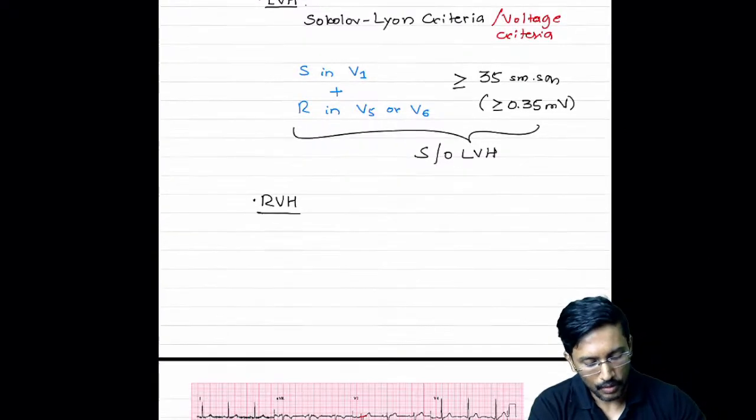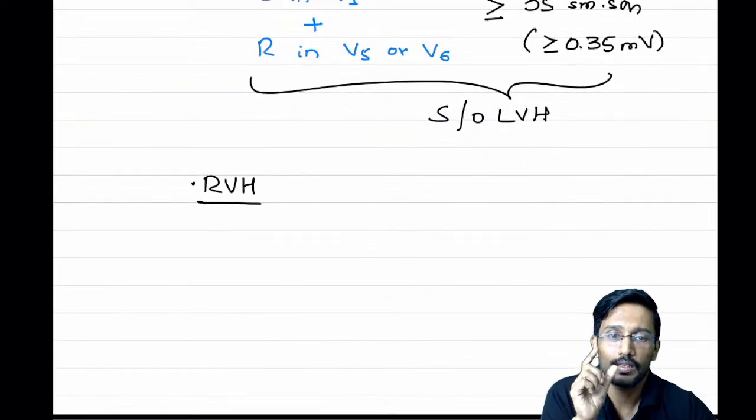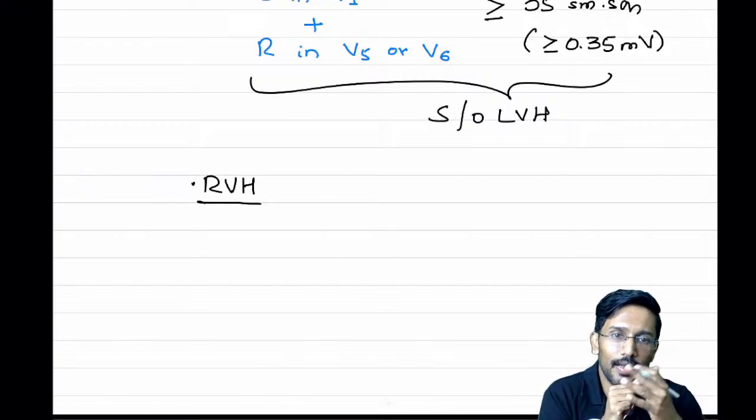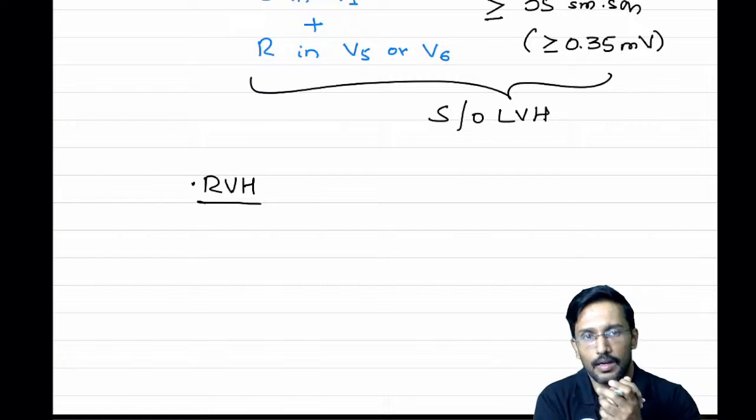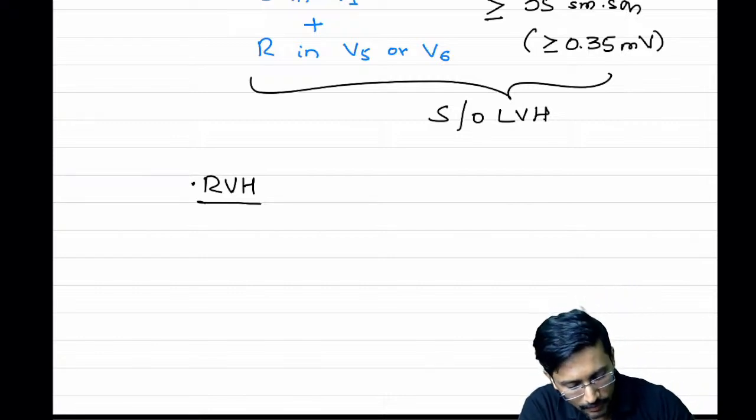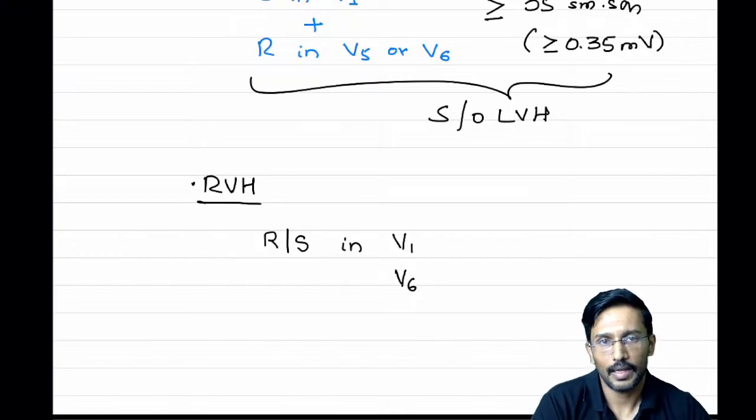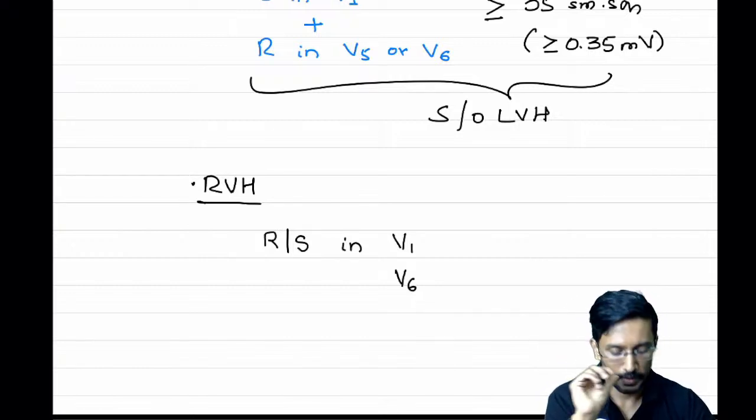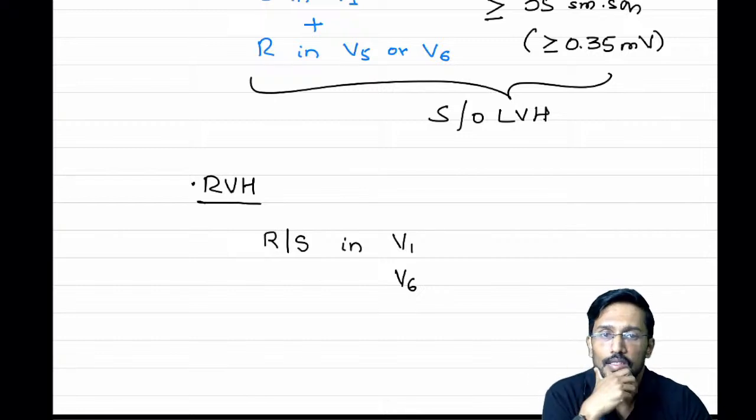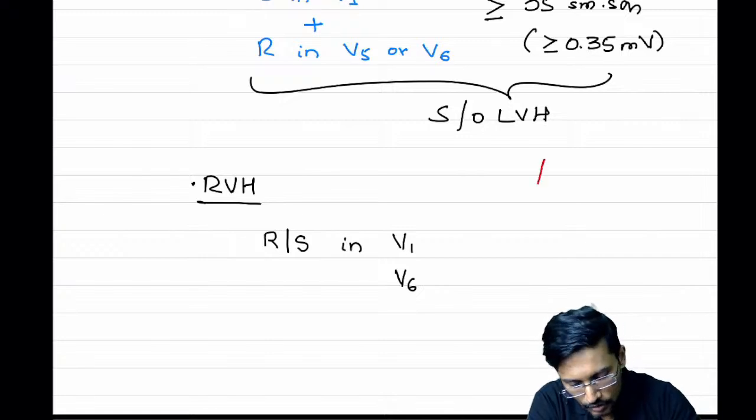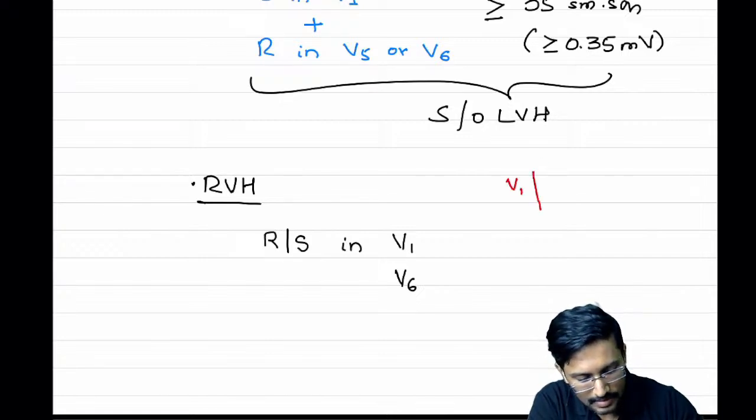Okay. But in terms of voltage criteria, what we look at, I've told you that the most prominent wave in normal ECG in V1 is S. But in right ventricular hypertrophy, it tends to become R. So for diagnosis of right ventricular hypertrophy, we look at the ratio of R by S in V1 and V6. In normal conditions, if I look at the ratio of R by S in V1, what will I get? Forget RVH in normal condition. In normal condition, the most prominent wave in V1 is S, right?